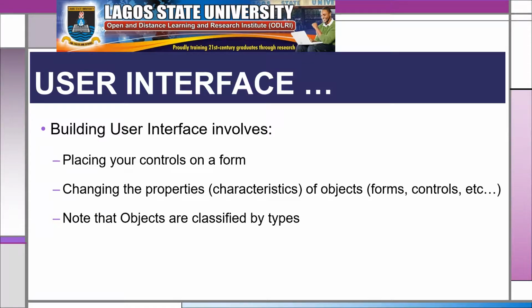Then those objects too have properties that need to be modified: their colors, their titles, their functionalities and the like. Then you should also understand that objects are classified by types.